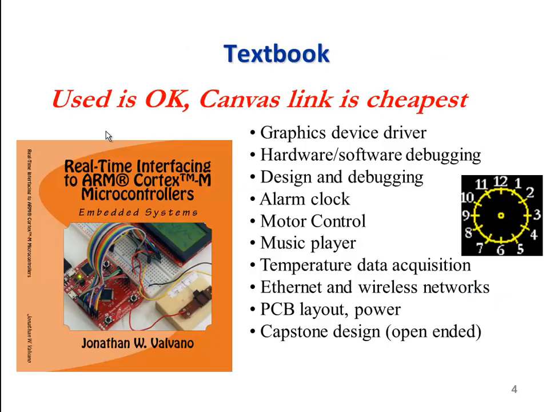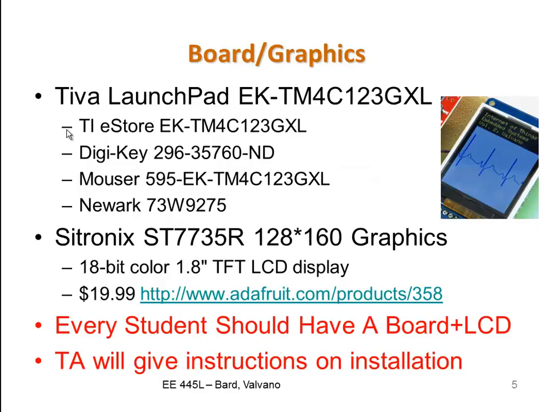The book, I don't care if you buy it used. There was a link on Canvas to buy it cheap. Sort of talked about the board. You can see the board going around. Lots of ways to buy the board. They're all pretty much equivalent. Mouser ships to me overnight free. With the UT shipping address, Mouser is really pretty cheap.